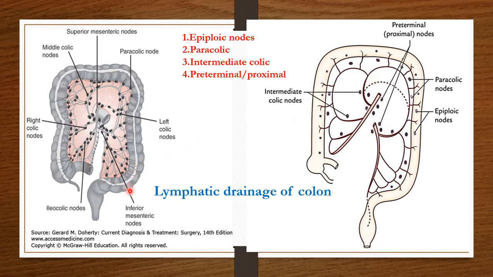Here is another diagram to show you on the right side the ileocolic nodes and middle colic nodes. Then you have the left colic nodes here along the left colic artery, sigmoid nodes, and the superior rectal nodes. Then the root ones, the proximal nodes, will be the inferior mesenteric nodes and the superior mesenteric nodes.